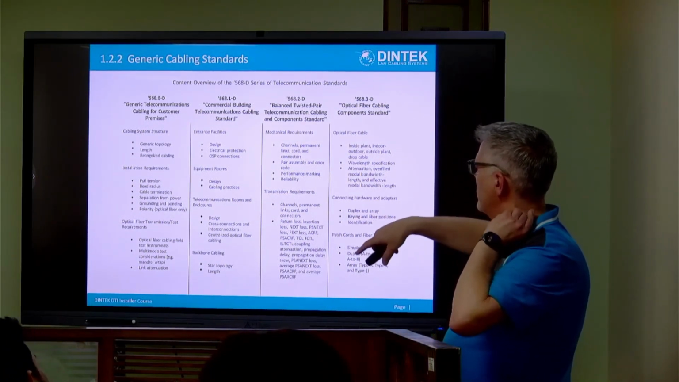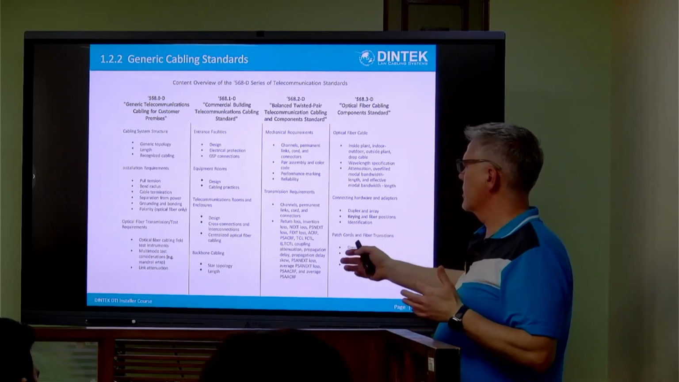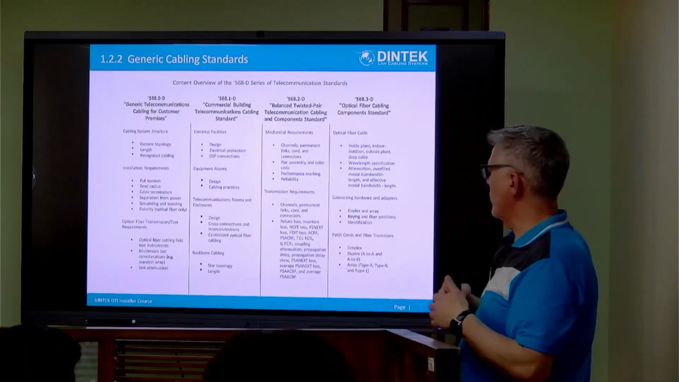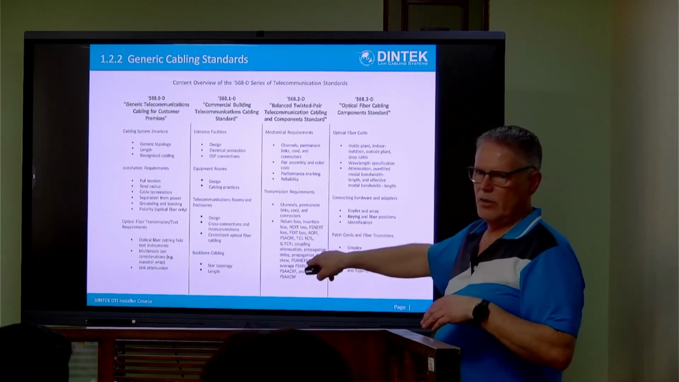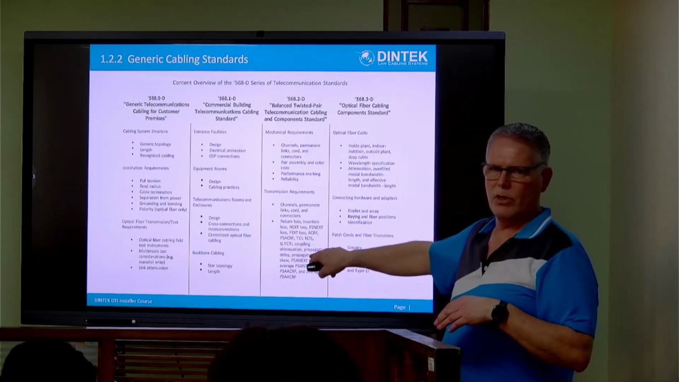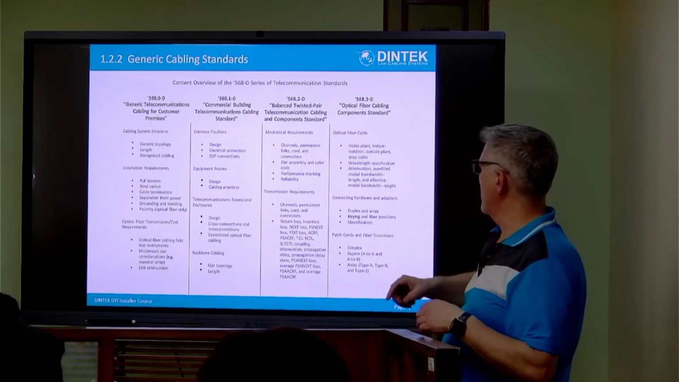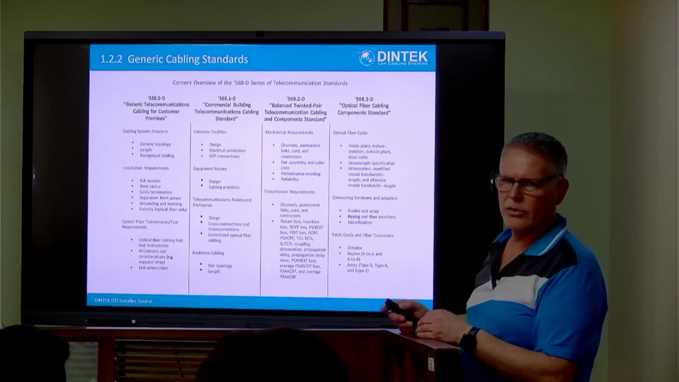568.2 is for the cabling components. It deals with things like permanent links or channel links, gear assembly and color codes. It deals with all the performance parameters that we use for testing. And the 568.3 is all about the optical fiber cabling components.